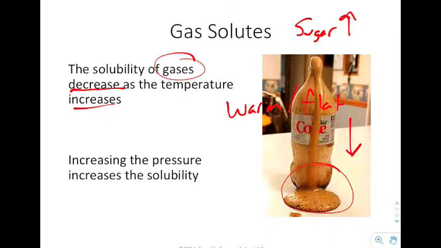Now, one of the things that you can do to increase the amount of gas solute is you can increase the pressure. Whenever you increase the pressure, it increases the solubility. And you see that every time you open a Coke. Whenever you open a Coke, it makes a sound, and whenever it makes that sound, it's because gas is escaping. The reason why is the bottle or can is stored at a higher pressure than the area around it.